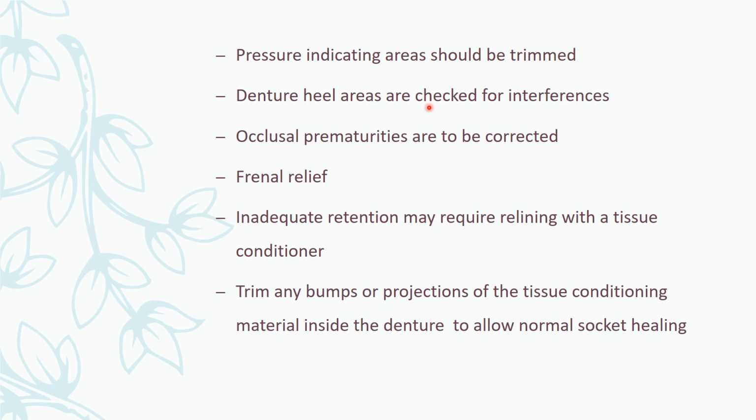Occlusal prematurities are to be corrected if any. High points basically are to be checked. Flange has to be relieved. Inadequate retention may require a reline with the tissue conditioner for the time being, and then with the permanent relining material. Trimming of any projections can be done.